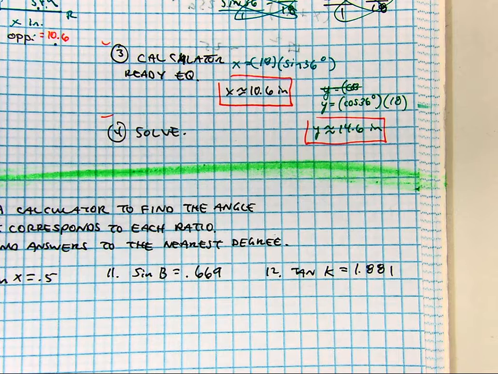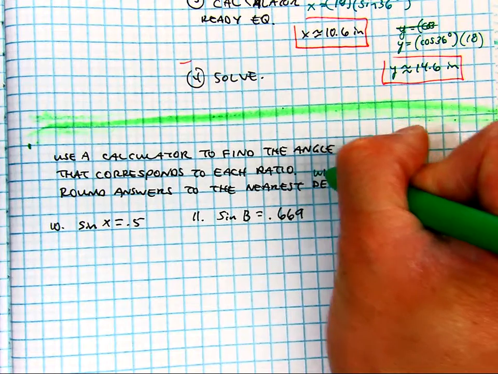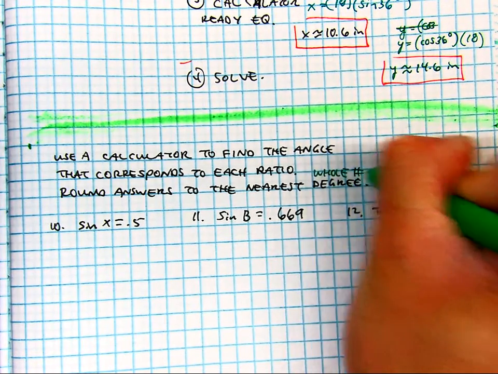Over these three problems, use a calculator to find the angle that corresponds to each ratio. Round answers to the nearest degree, or if you had to add another word there, whole number. So pay attention to what it asks you.